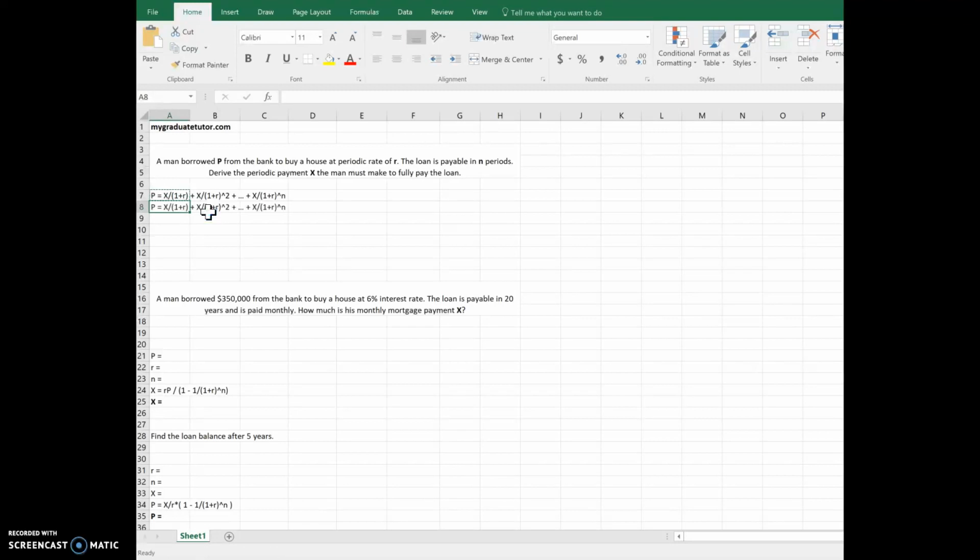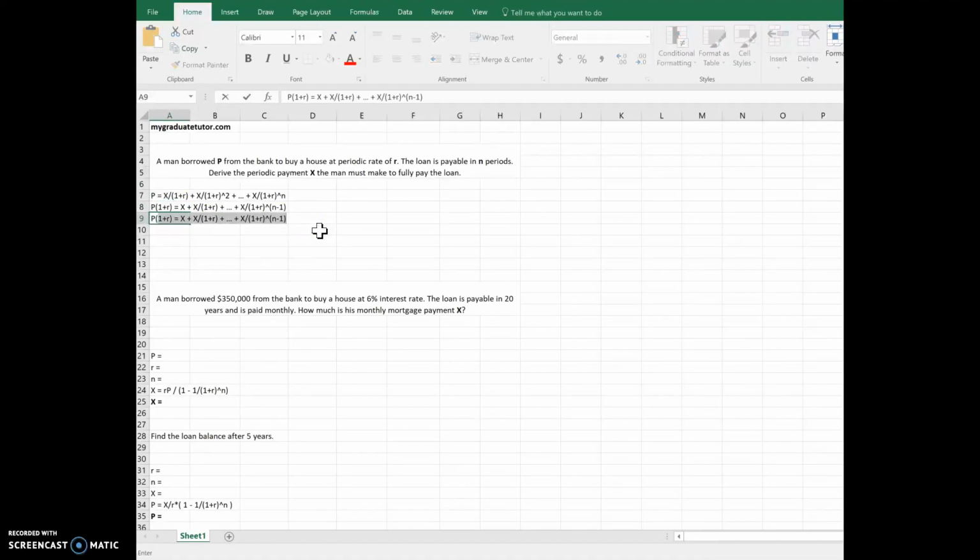So we will apply some mathematical trick here in order for us to be able to solve for x. So let's multiply the first equation by 1 plus r. Okay, so when we multiply the first term here by 1 plus r, it goes away, and when we multiply the second term by 1 plus r, the exponent will be reduced by 1. Okay, all the exponents here should be reduced by 1 in the second equation.